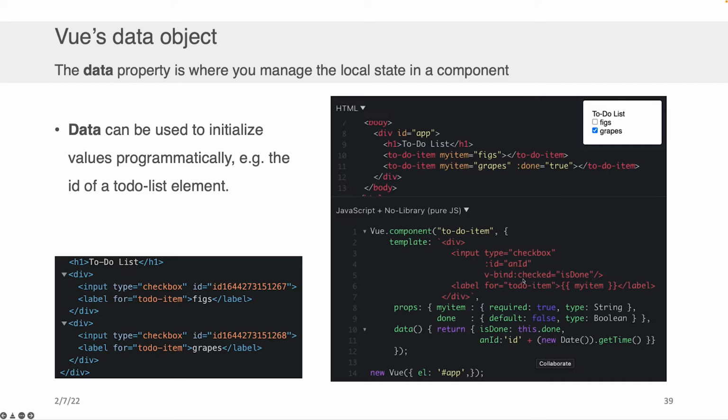Or in the case of whether the checked property is on, whether it starts off as checked or not, it's being determined by this is done, right? If the data says it's done, that's when it's checked. That's the way this is determined, right? Okay, hopefully that's clear.